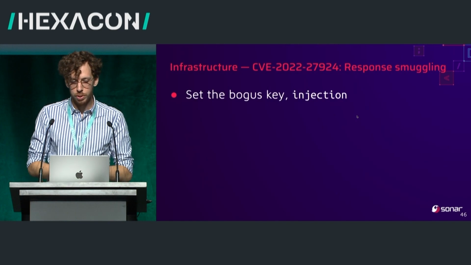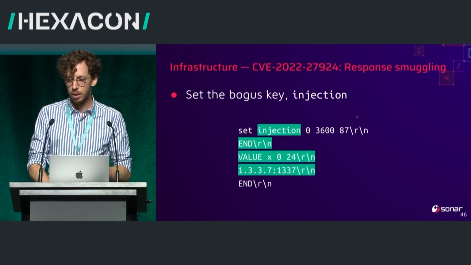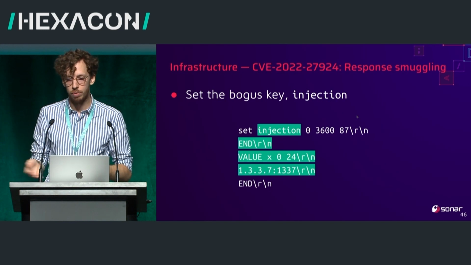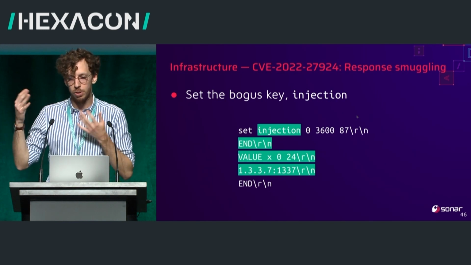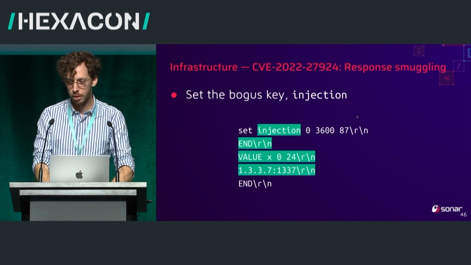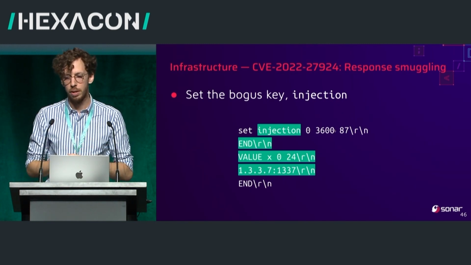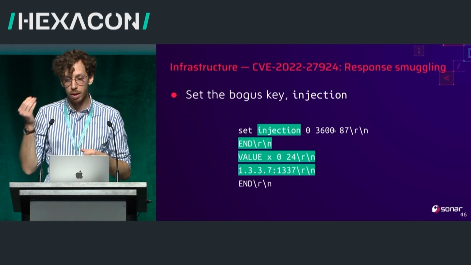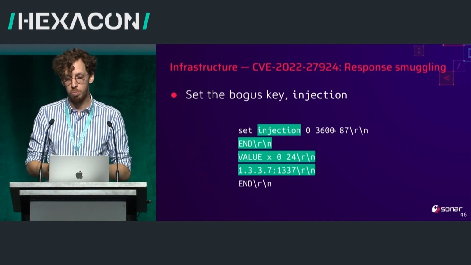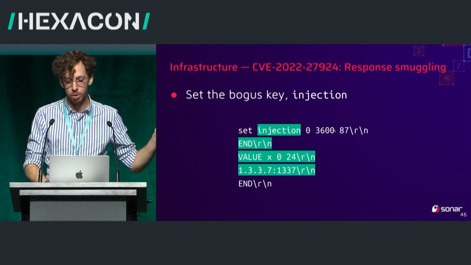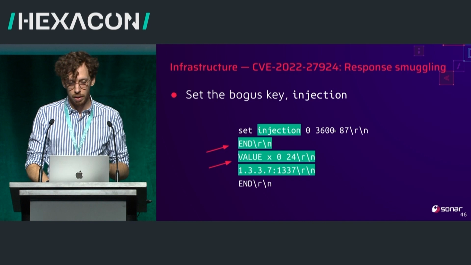To do so, we would set a bogus key, which is called injection in that case. So we set injection, and everything that's in green is only the value. As you see, there is \r\n, but it's not the real \r\n, because Memcache is using the size field, which is 87 here. It's not stopping at the first \r\n. And then we store something that looks like a valid answer, which would be the value for X, and some destination server, 13337 in that case.